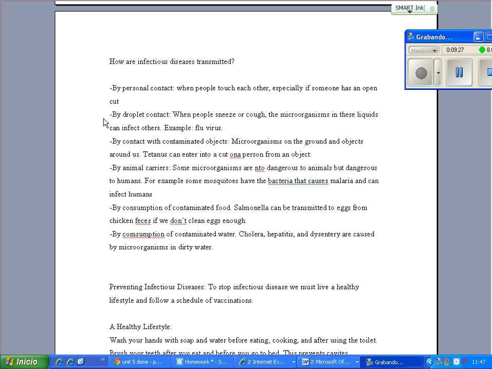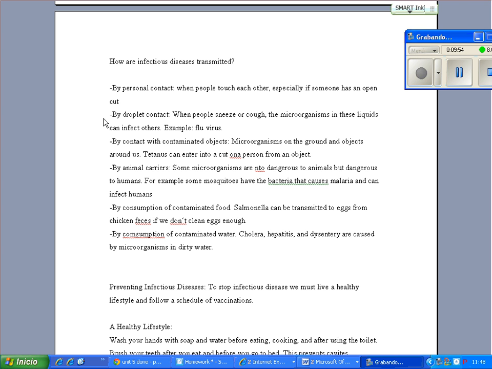By contact with contaminated objects, microorganisms on the ground and objects around us. Tetanus can enter a cut on a person from an object. By animal carriers. Some microorganisms are not dangerous to animals, but dangerous to humans. For example, some mosquitoes have bacteria that causes malaria and can infect humans.